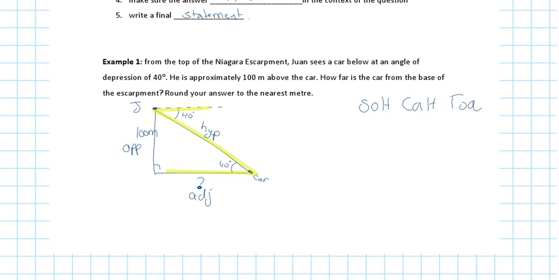What do I use? I know the O, I'm looking for the A. So tangent. So tan 40 is equal to 100 over the adjacent. How do I find the adjacent? Switch the place of the adjacent and the tangent. That's right. So A is going to equal 100 divided by tan 40, which is 119.1.